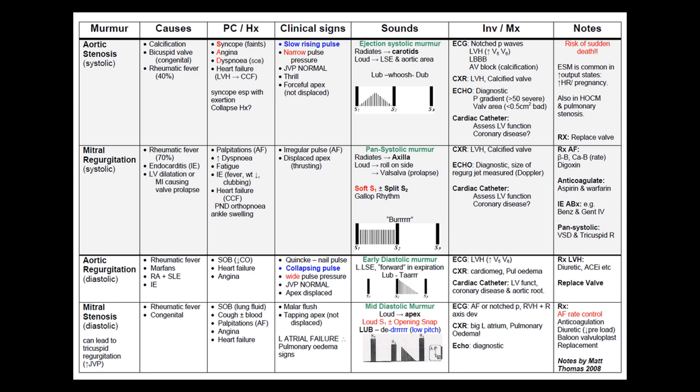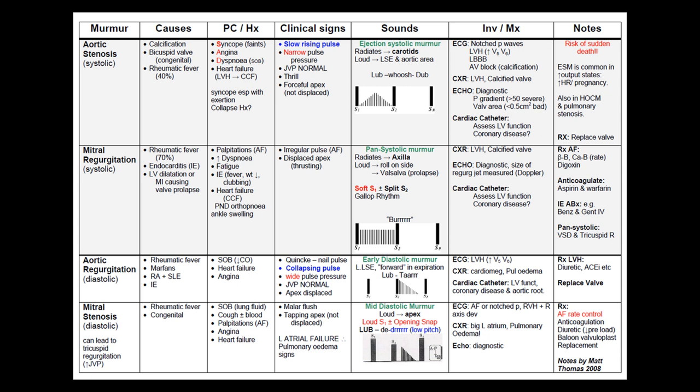The presenting complaint of people with mitral regurgitation is that they have palpitations and atrial fibrillation. They will have increasing shortness of breath and they will be fatigued. If they do have infective endocarditis, they might have fever, weight loss and clubbing. They could have heart failure, congestive cardiac failure with pulmonary edema, orthopnea, ankle swelling and paroxysmal nocturnal dyspnea.